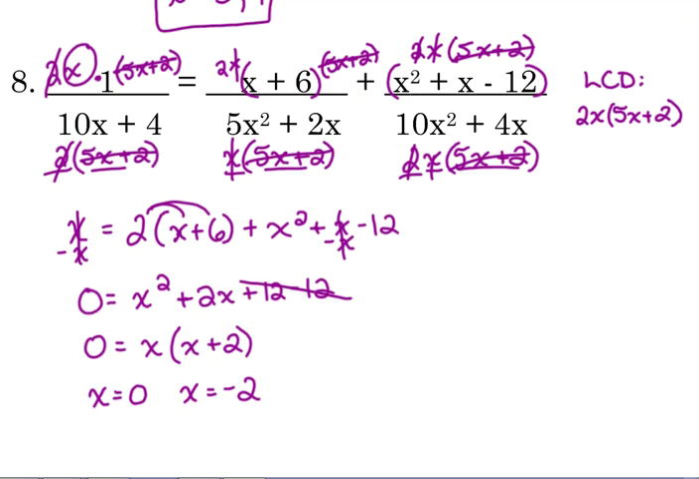Anything that we should throw out? The 0. The 0, because we've got these GCFs of x's in our denominators, so that'll cause our denominators to be 0. So that one gets thrown out. Is -2 okay? Yeah, it won't cause us to be 0. Okay, but -2/5 would cause us to be 0. So -2 is our one and only solution to that equation.